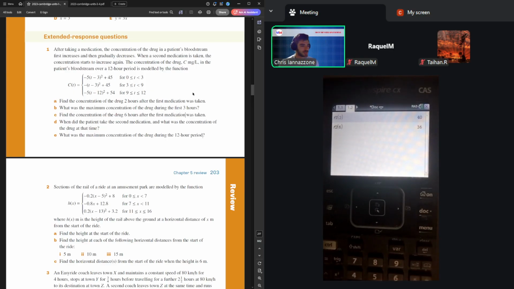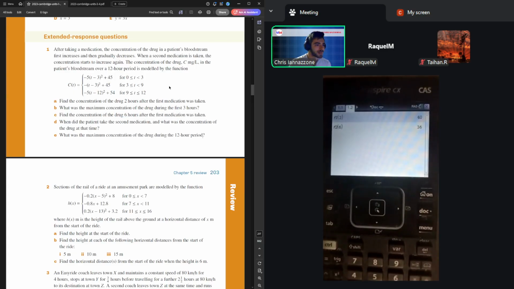Perfect. So 6 hours after the first medication was taken, the thing that might be a bit of a gotcha is that it's defined from 3 to 9. I've seen the error before where students, seeing that it's 6 hours but the piece is shifted 3 to 9, cut down the 3 hours and sub in t equals something different. That may be relevant for some wordings of the question, but by and large you're doing exactly what you did there, which is perfectly fine.